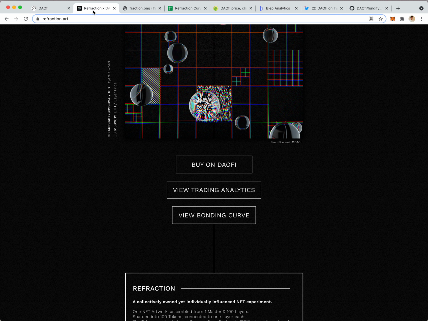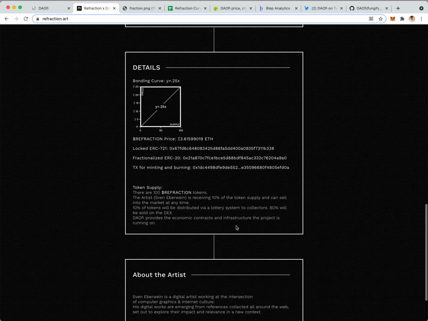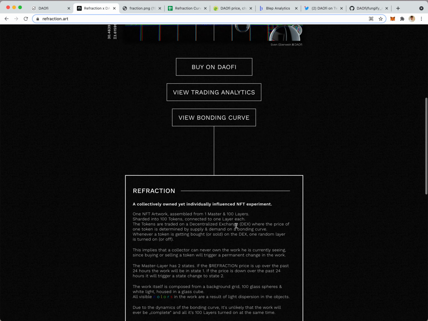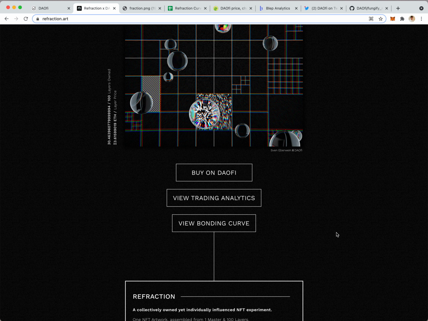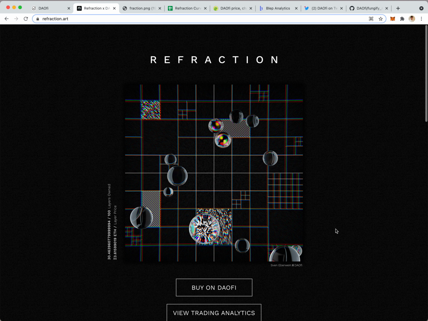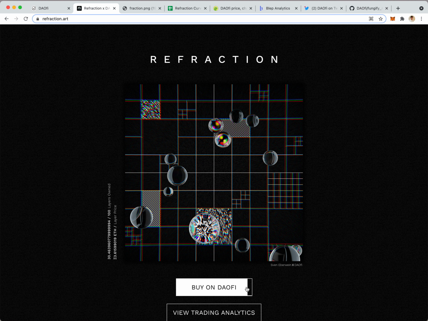And you can read more about it at Refraction.art, and you can buy one of the 100 tokens that the NFT is fractionalized into by going to Refraction.art and clicking buy on DAOfi.